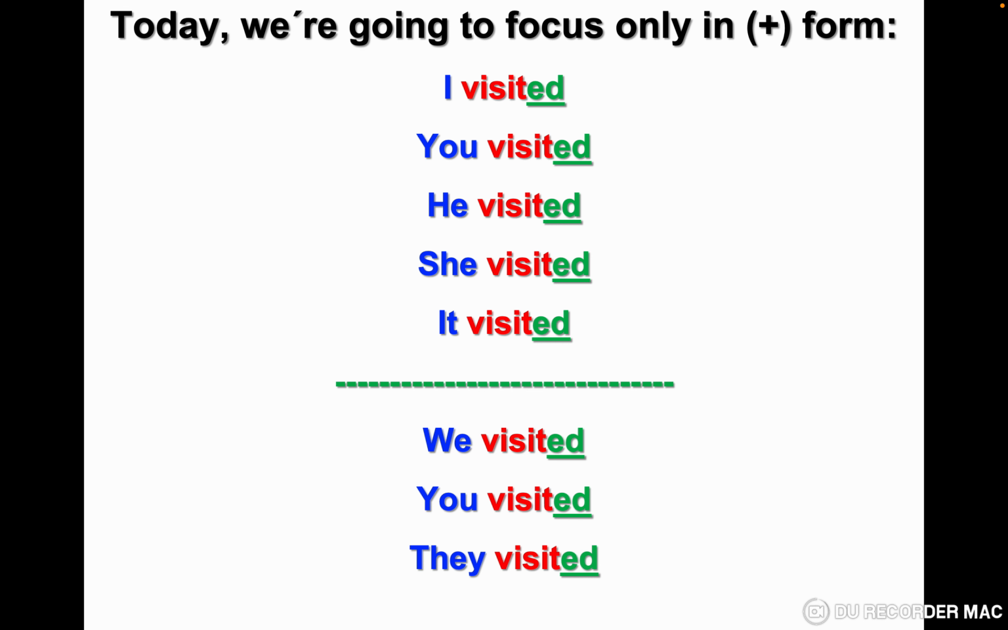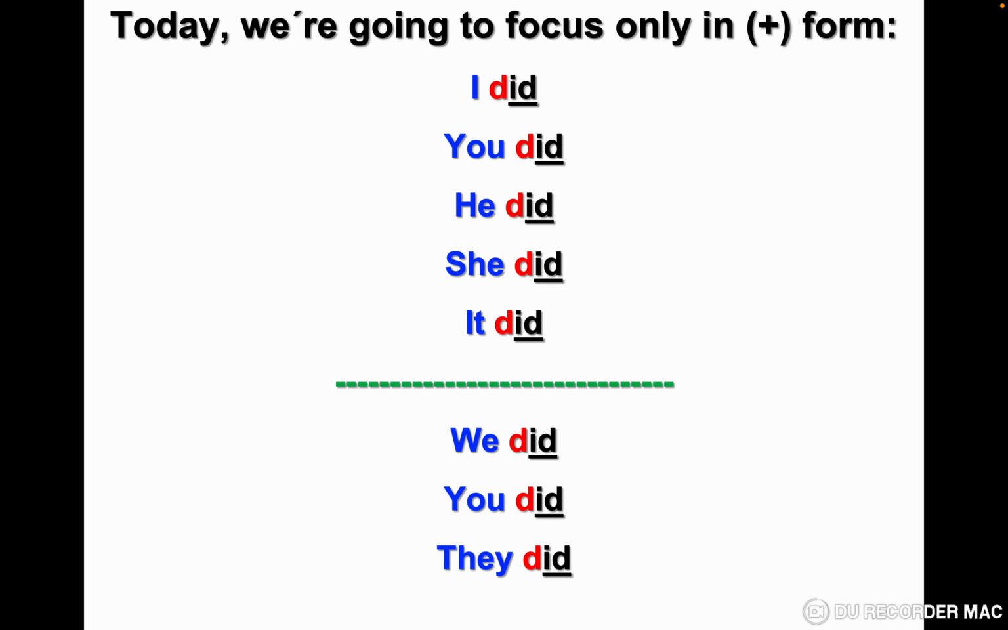I visited. You visited. He visited. She visited. It visited. We visited. You visited. They visited. Let's continue. So visited is a regular verb. An irregular verb is do, did. So I did something. I did an exercise.